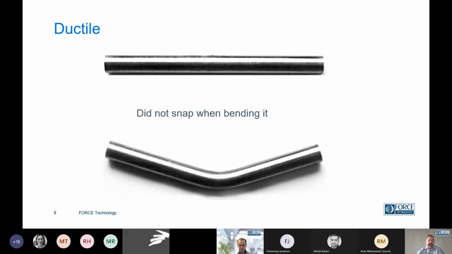Then if we look at ductile, we see the opposite. There is deformation, and it did not snap during bending. So this deformation, that's the word that I'm starting with. If there's deformation, this is going to take us into the fracture mechanics part.